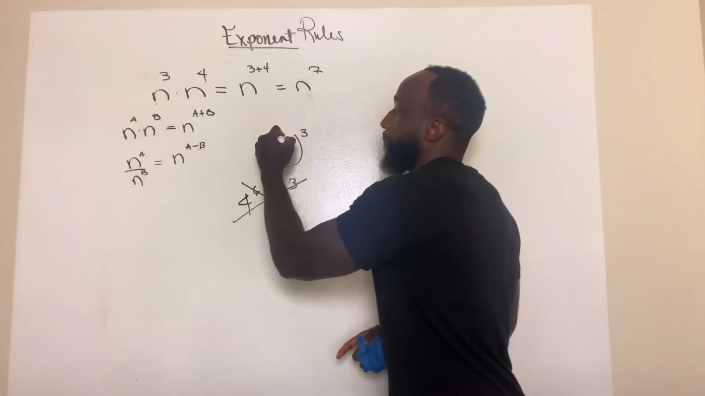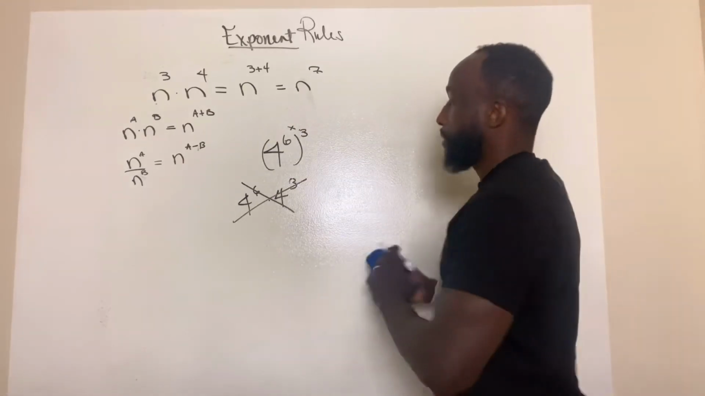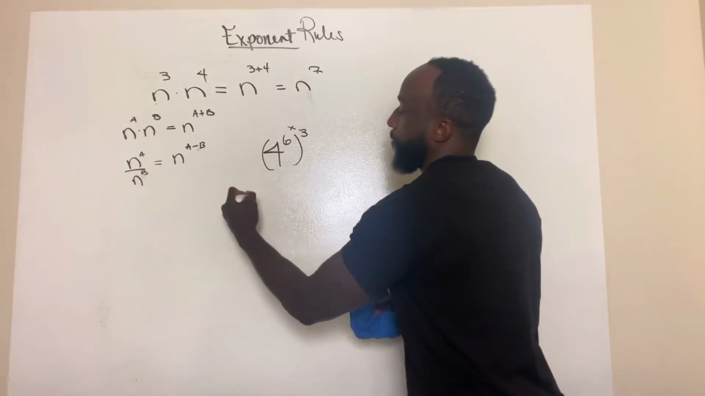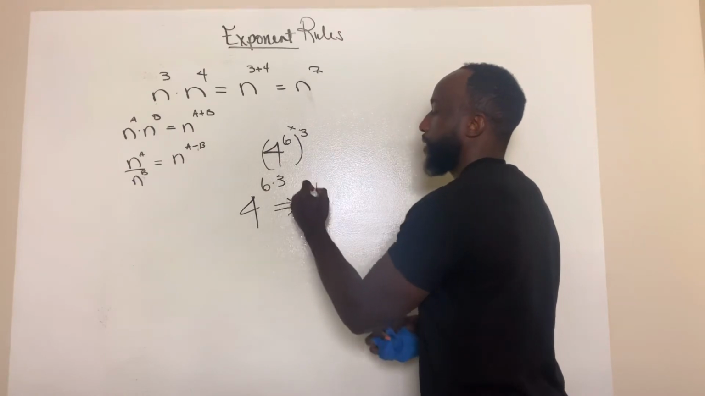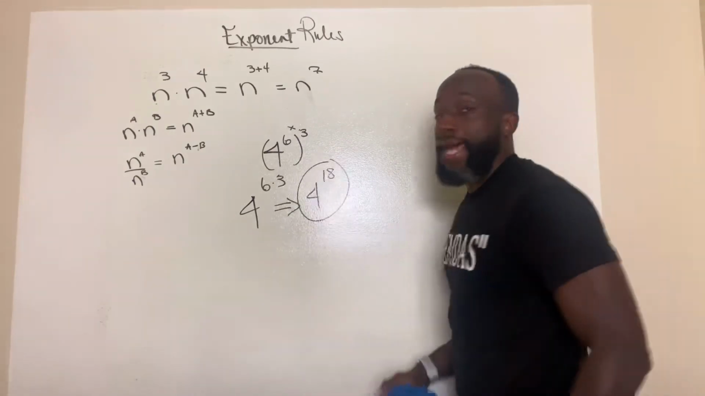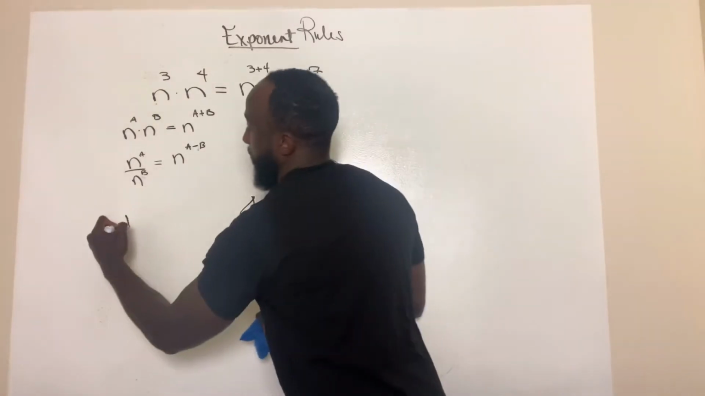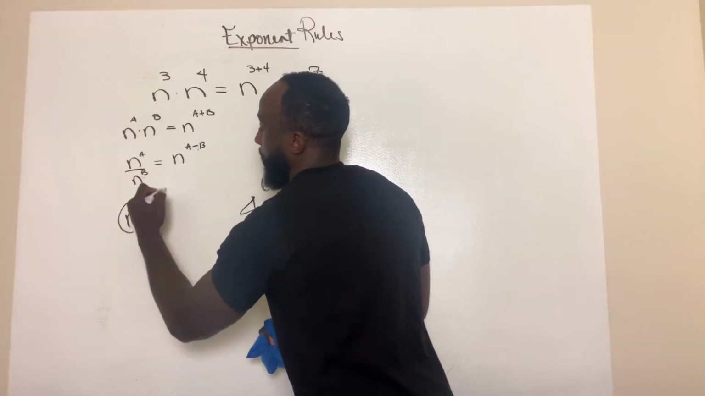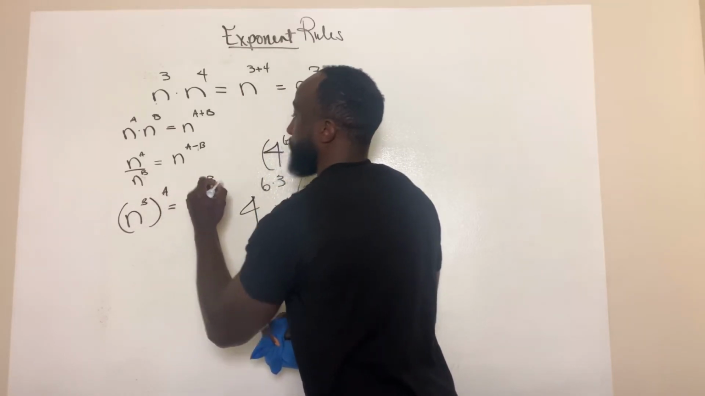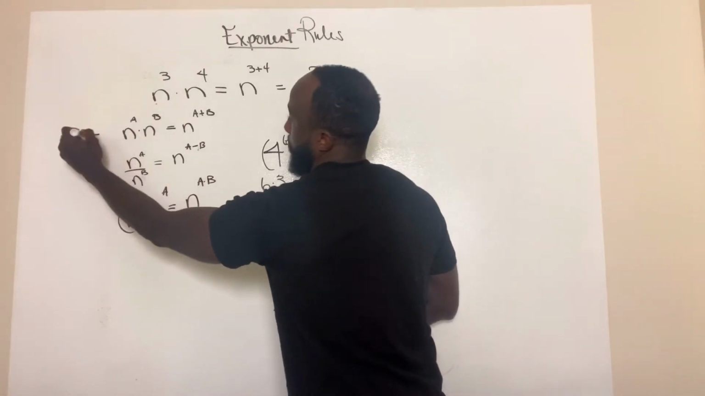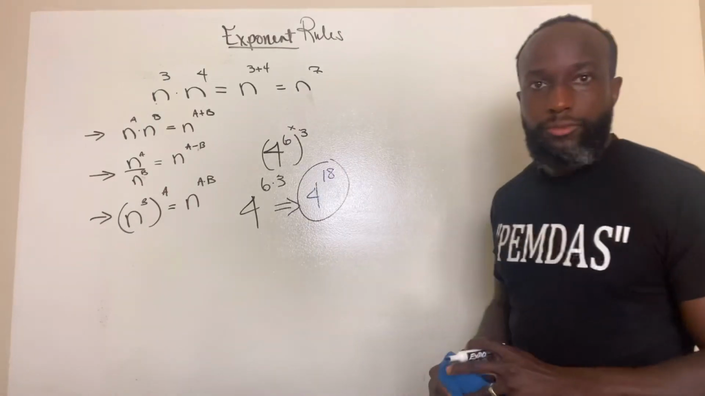Whenever you have a power raised to a power, you multiply. Right? So in this case, it'll be 4 to the 6 times 3. 6 times 3 is 18. So your answer is 4 to the 18th power. All right? Whenever a power is raised to a power, you multiply. So if I had n to the b raised to the a power, it would be n to the a times b. Right? So this is our product rule, quotient rule, power rule. Okay?